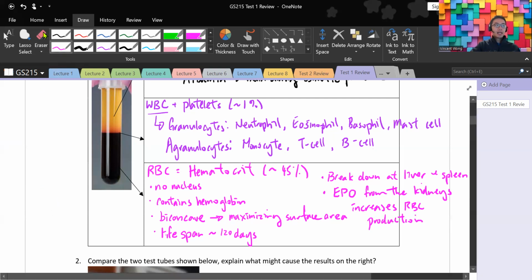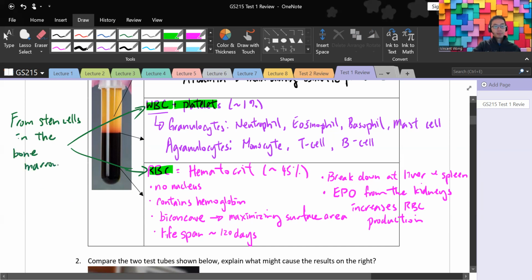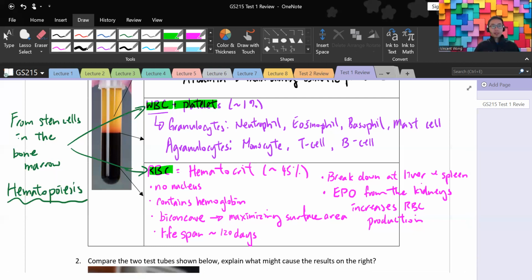Okay, and of course, like the white blood cells, the platelets, and the red cells, all these blood cells are from stem cells in the bone marrow, right? And the process is called hematopoiesis, right? That's the process of creating these blood cells, okay? From the stem cell, of course. I hope that makes sense.